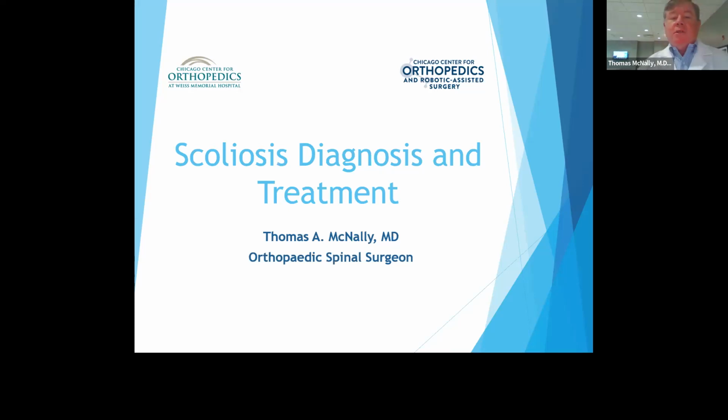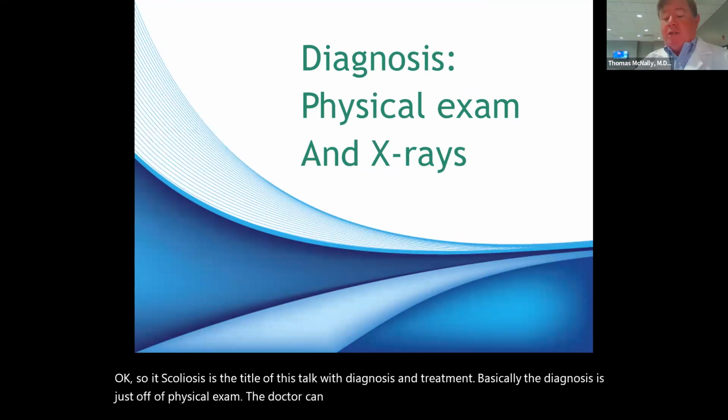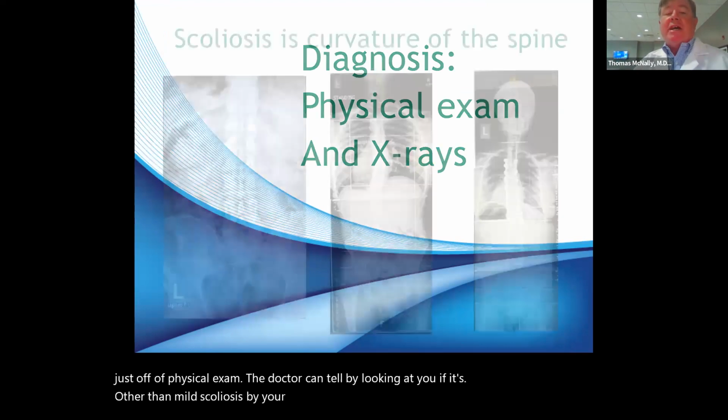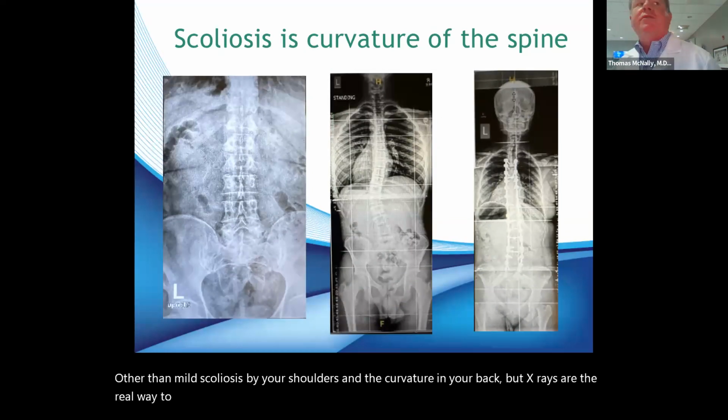Okay. So scoliosis is the title of this talk, with diagnosis and treatment. Basically, the diagnosis is just off a physical exam. The doctor can tell by looking at you if it's other than mild scoliosis by your shoulders and the curvature in your back. But x-rays are the real way to confirm that you have scoliosis.